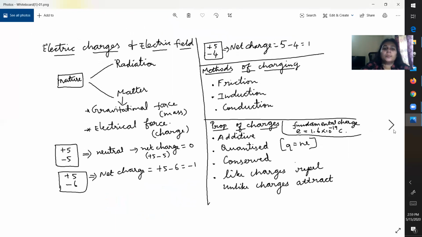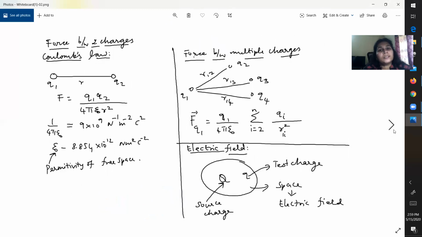We learned about Coulomb's Law. What is Coulomb's Law? Basically we are talking about forces. How much force will a charge experience due to another charge? That was explained by the scientist Coulomb. When we have two charges, say Q1 and Q2, separated by a distance R, how much force of attraction or repulsion will be there between the two charges?